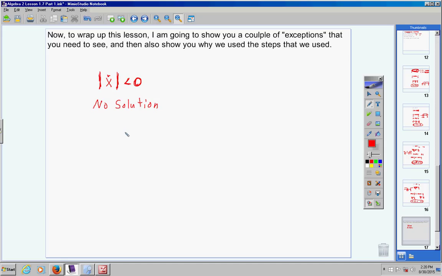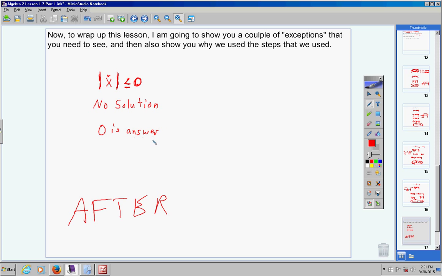I'm kind of pausing so you can write that down if you want to. So after you have isolated the absolute value in a problem, if you're left with less than 0, no solution. But what if it's less than or equal to? Then you would just simply say 0 is the answer. Because think about it, you can put 0 in for x, and the absolute value of 0 is 0, and 0 is less than or equal to 0.